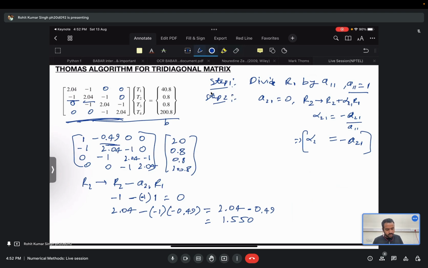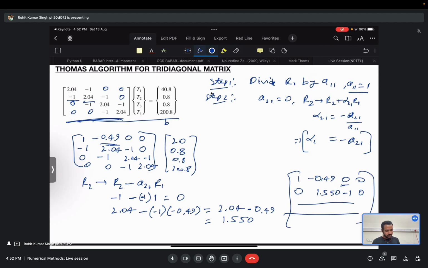So with this step you will get a matrix like this. So you have 1, minus 0.49, 0, and 0, this is 1.550, and the rest of the elements will be the same because you have 0 here, so the rest of the elements will not be changed. Also the below elements will be the same because we are not doing anything to them.